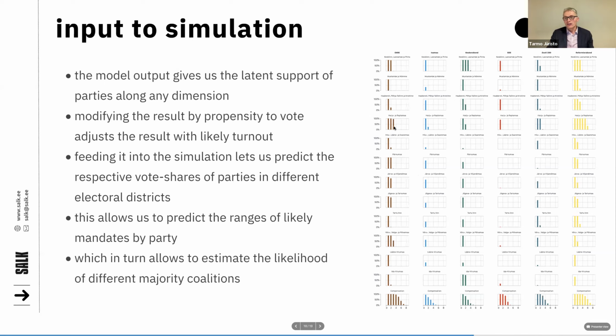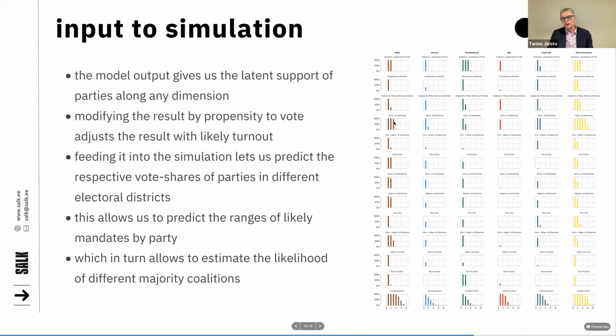And now you can see that, for instance, in case of Harju and Raplamaa, EKRE, the first column, our far right party, stands to gain 2 mandates with 100% certainty. 100% certainty means that we run 3,000 simulations of elections, and EKRE gets 2 mandates in all 3,000 of them.